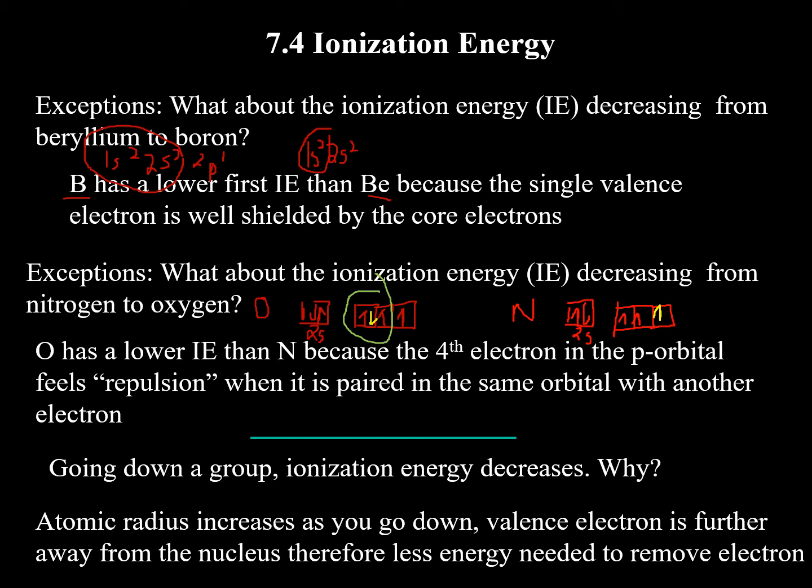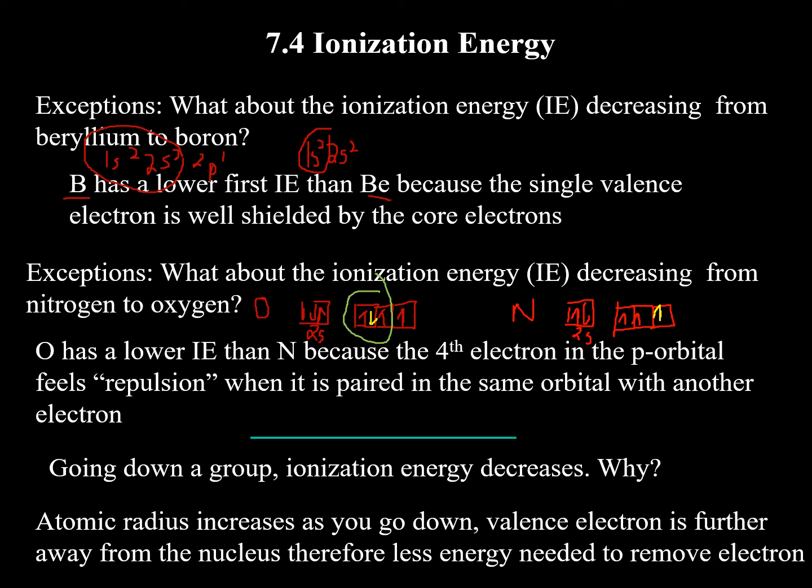Why is that? Well, we have 2 electrons in the same orbital. They will have some repulsion there. 2 electrons living together, 2 people living together, sharing the same bathroom. They'd rather have their own. That's the analogy I always use. In this case, there's repulsion there. Therefore, it's easier to remove the electron from the oxygen valence electron shell.